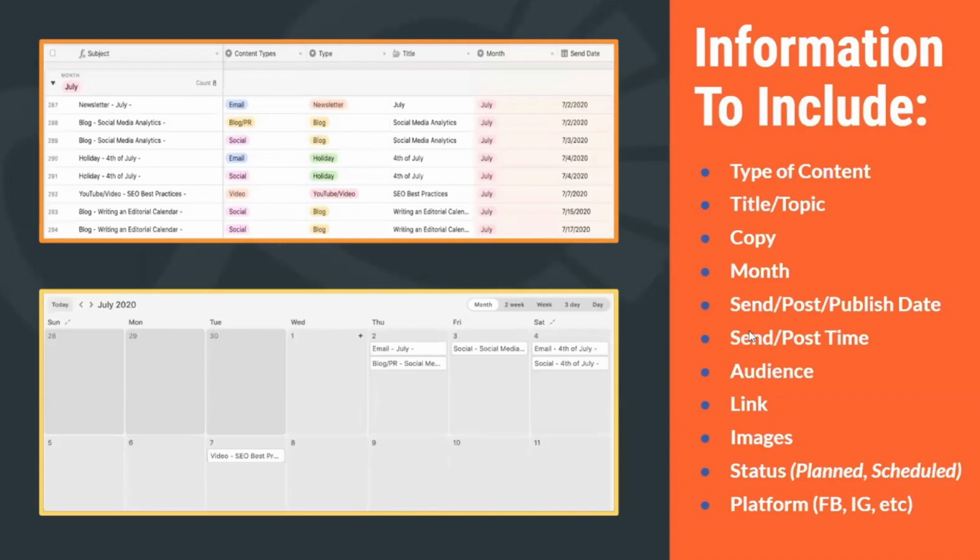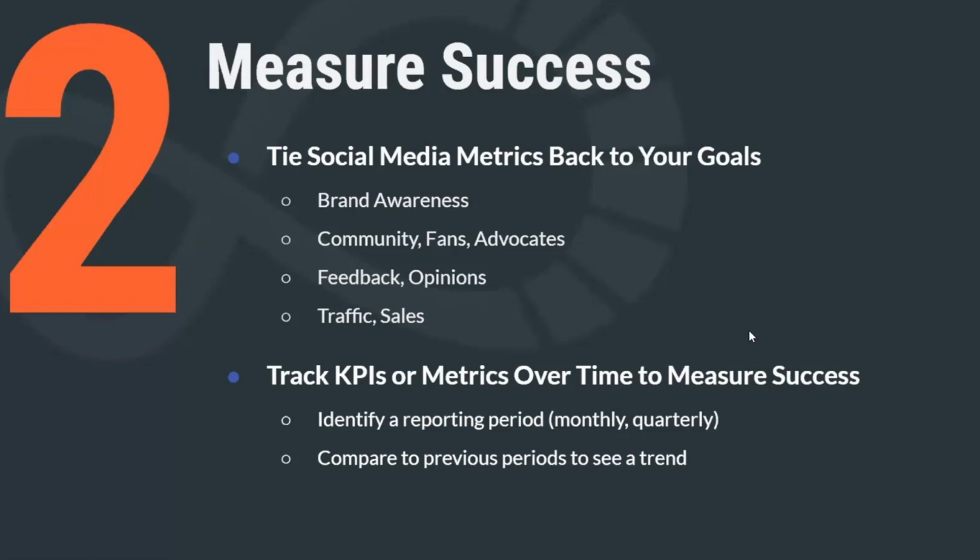You don't just assume that this content's always for everyone. You should be targeting content to somebody specific. And then keeping track of if things are planned and scheduled or posted, and what platform you're going to share to. So next we'll talk about measuring success.